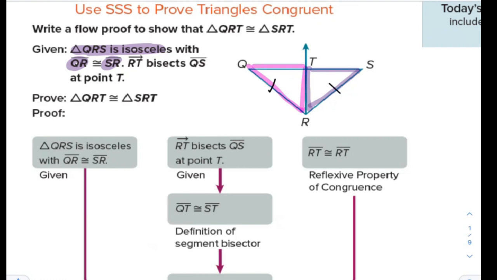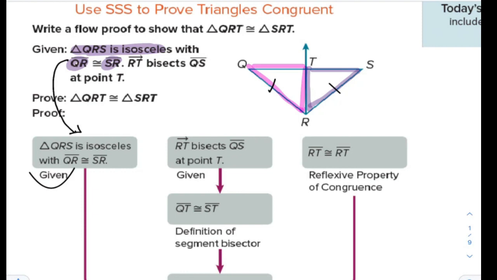What did he do here? He copied this statement in the first box. Inside the box, you will write the statement. And under the box, you will write the reason. The reason is he has given us that this is an isosceles triangle. يعني هذا مثلث متساوي الساقين، وأعطي لنا أنه الضلع QR مساوي ومطابق للضلع SR. فهذا معطى، فكتبنا أنه هذا معطى.